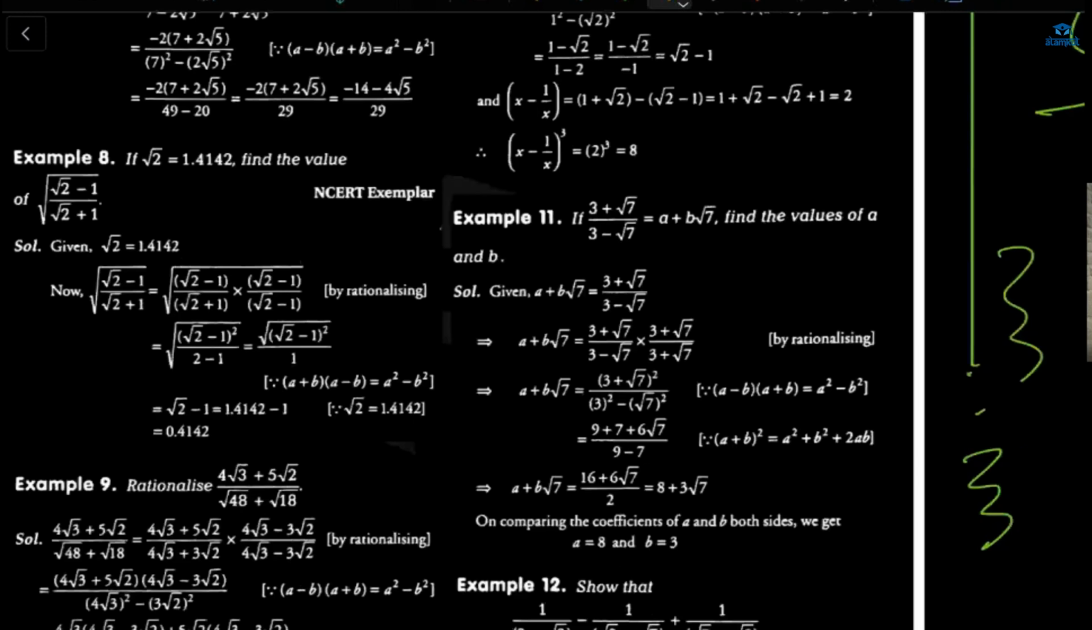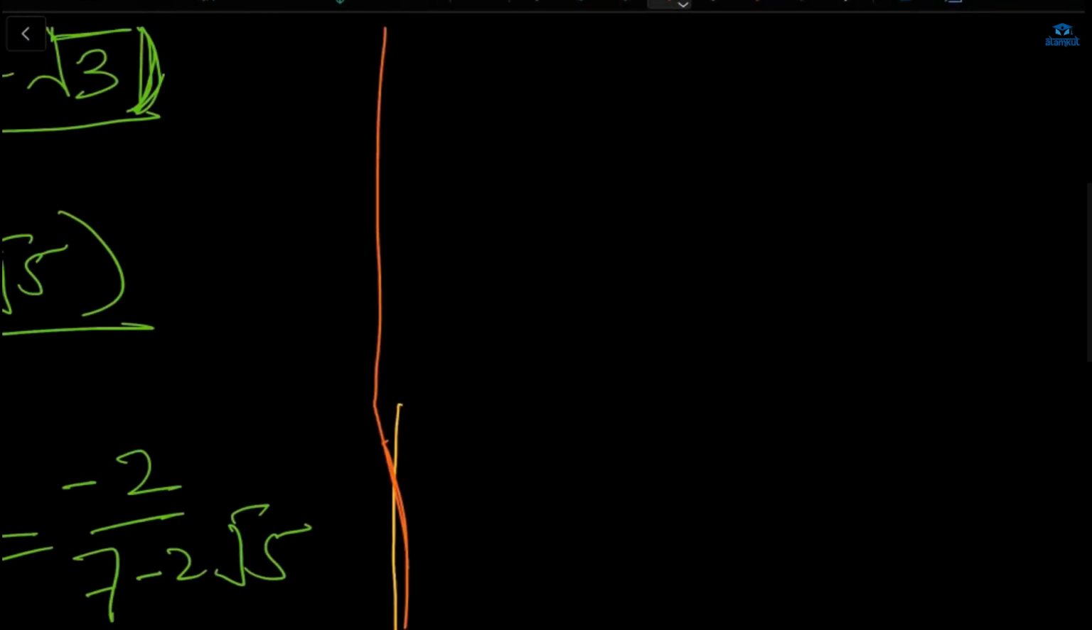Shazan, you got the value? No, ma'am, I didn't get that. Root 2 minus 1? No. No, you haven't got it. Let's see what happens now. Let's check where you are going wrong, everybody.